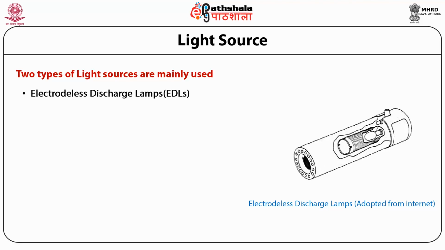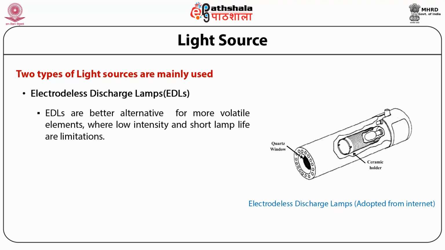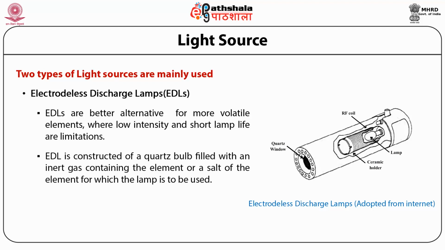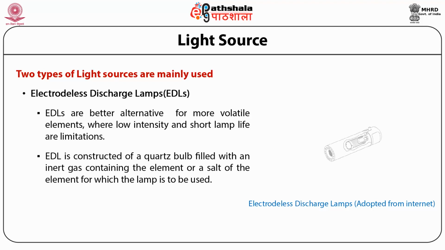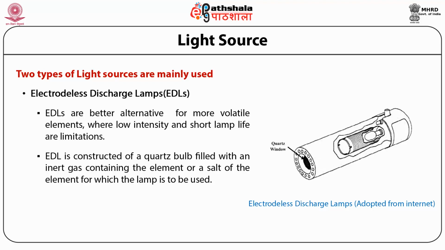Electrodeless discharge lamps. Electrodeless discharge lamps have been taken as a better alternative for more volatile elements where low intensity and short lamp life are limitations. An electrodeless discharge lamp is constructed of a quartz bulb filled with an inert gas containing the element or a salt of the element for which the lamp is to be used. A typical electrodeless discharge lamp is shown in figure.